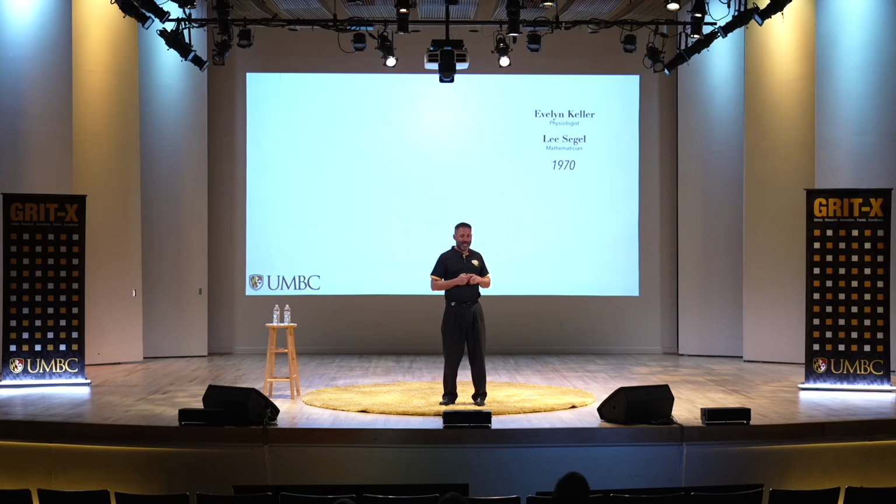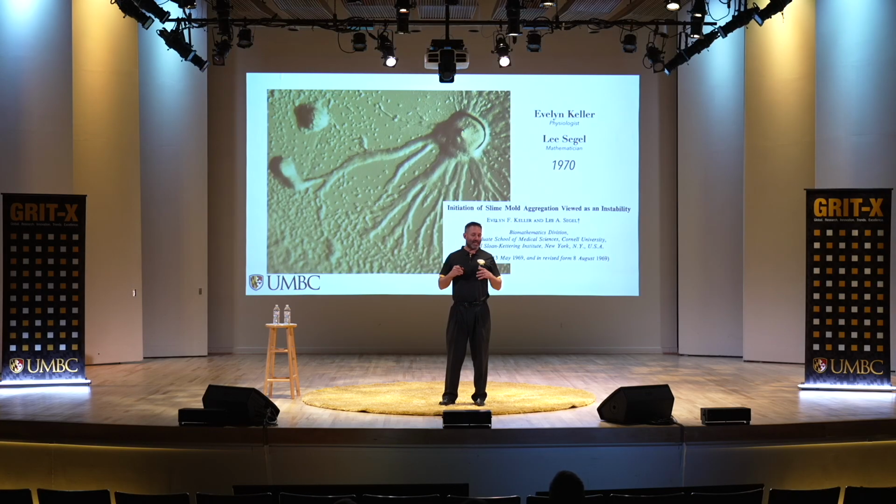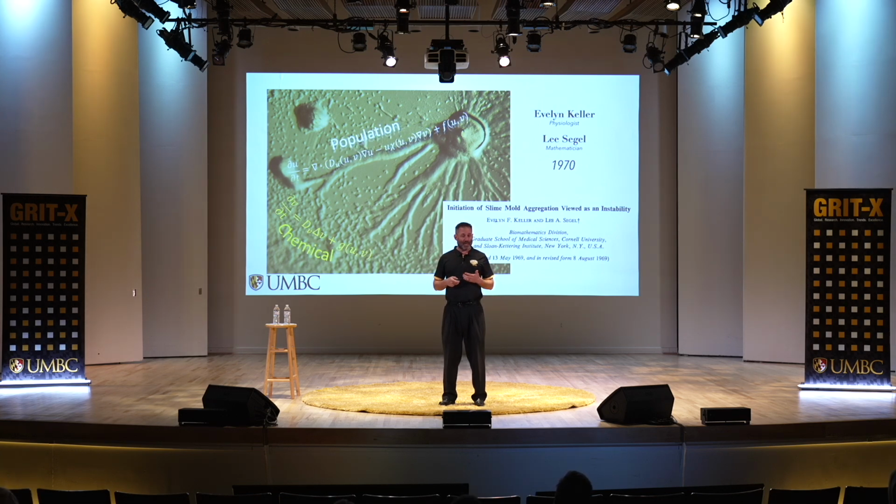So in 1970, Evelyn Keller and Lee Siegel, Evelyn Keller is a physiologist and Lee Siegel is a mathematician, decided to look at amoeboid movement in response to chemical signals. What they were able to find was a population of chemical secreted by cells, say V, and then the cells themselves would respond to this chemical, and they would move up chemical gradients. Right? And so you would find these fruiting bodies in response to these chemical gradients.